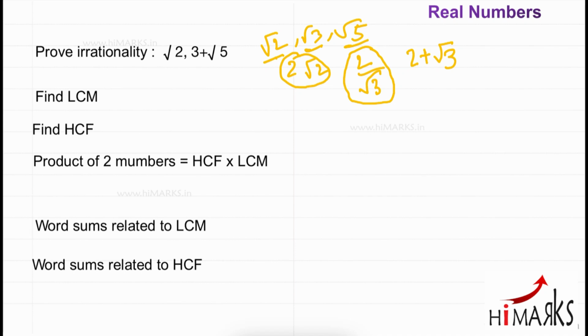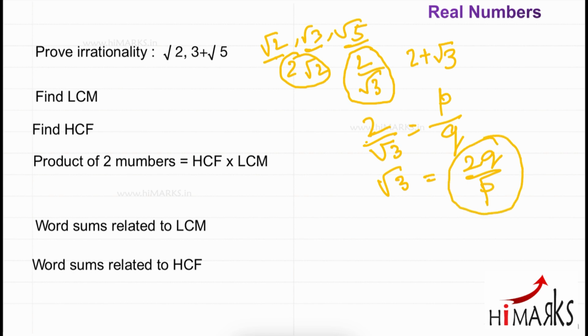So these are the fundamental proofs given in the book. Please follow the same process. For this part, generally what we do is assume 2 by root 3 is p by q, and you think this is a rational number. Then root 3 can be written as 2q by p. So this shows it is rational, but root 3 is already proven as irrational.